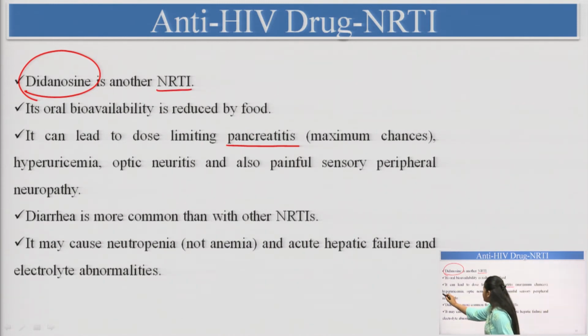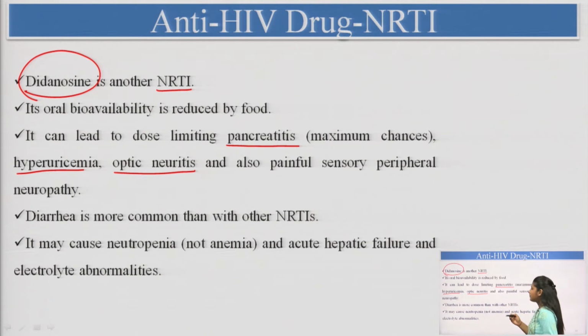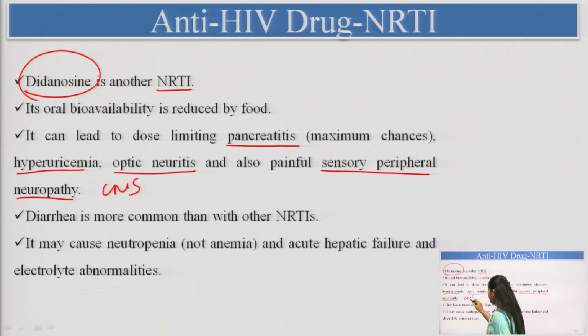Hyperuricemia, uric acid level will be high, and it will also cause optic neuritis. There will be nerve damage in the eyes. They will also cause neuropathy, peripheral neuropathy, neuron damage. CNS effects will be seen here.